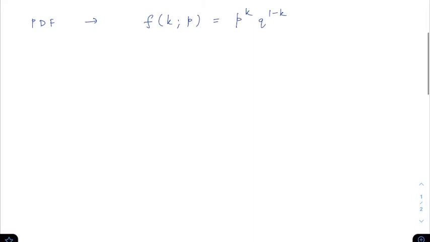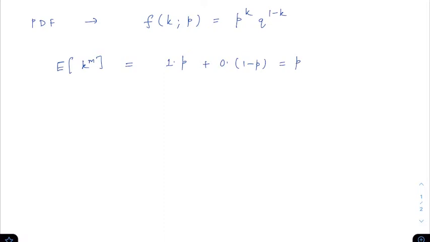So the expectation of k to the power m is nothing but 1 times p plus 0 times 1 minus p, which gives you p.